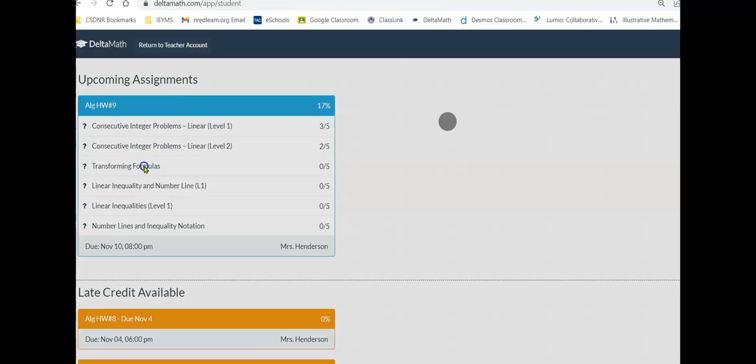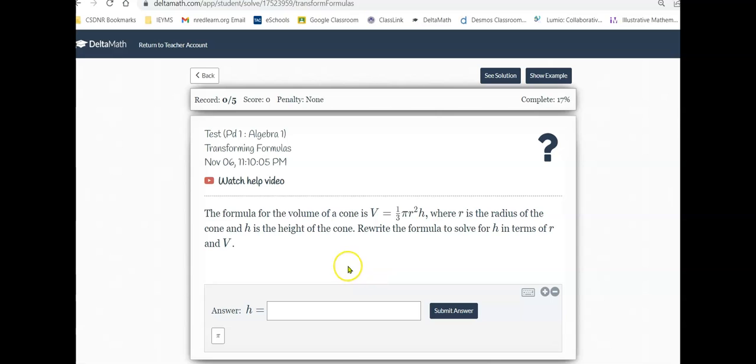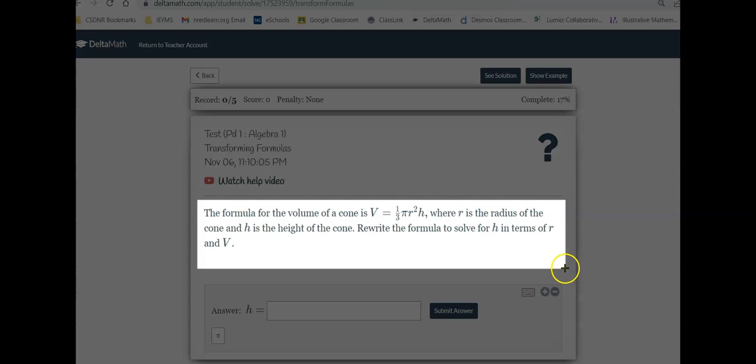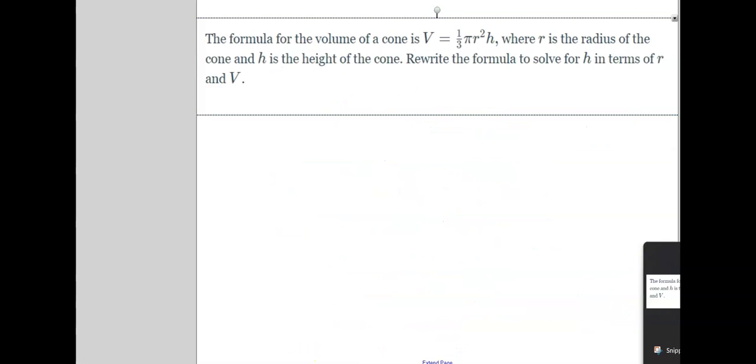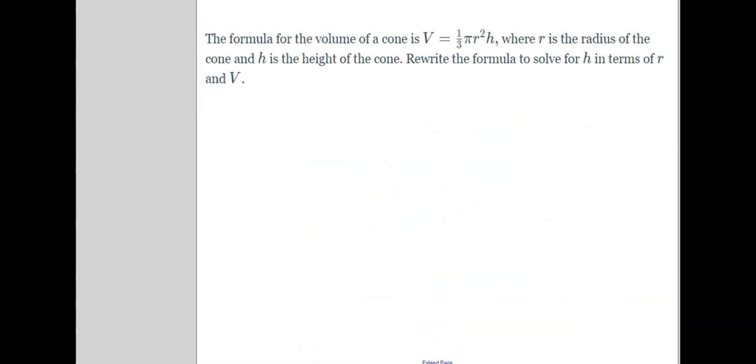All right. Transforming formulas. So we practiced this several times in class. Hopefully you're feeling confident. But the first thing we always check for is variables in the denominator, clearing fractions, and square rooting or factoring. So it looks here like I have a fraction and I want to solve for h. So I want to get h by itself. I want to get rid of all of these items.